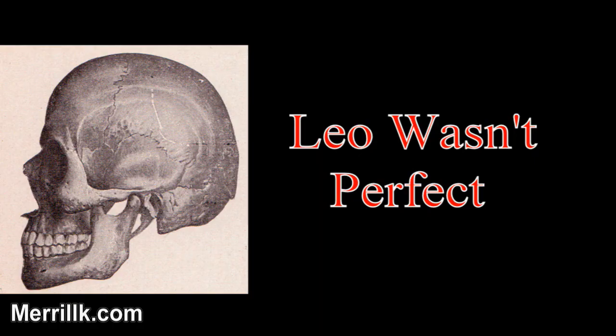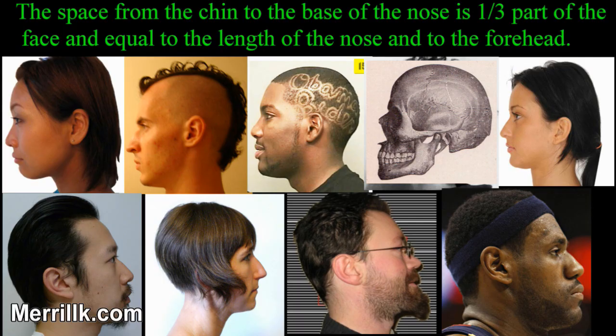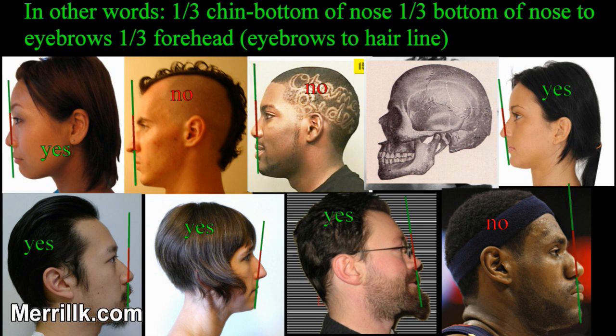The 3 previous rules were helpful, but some of DaVinci's formula didn't apply to our models. For instance, the space from the chin to the base of the nose is the third part of the face and equal to the length of the nose and the forehead. This breaks the face up into 3 equal parts, but it only applied to 5 of our models.